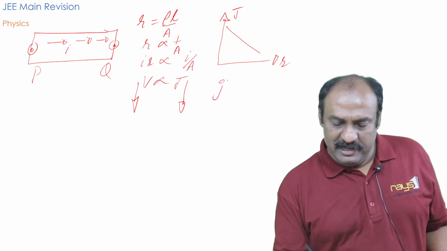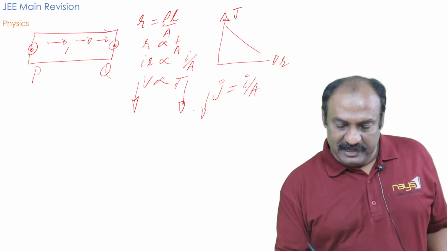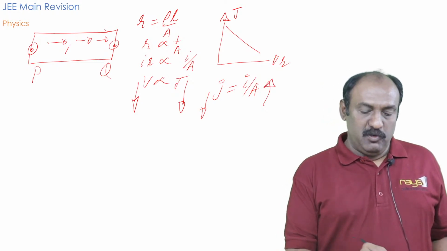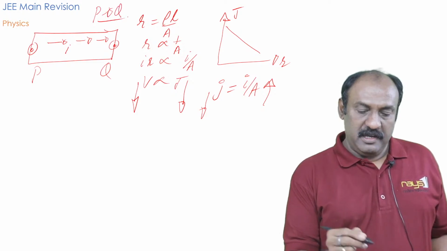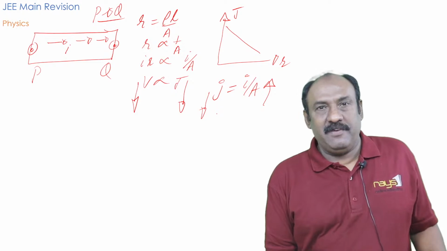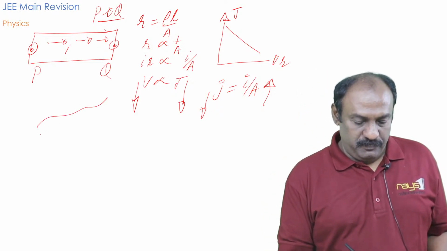So, what is current density? J equal to I by A. When current density decreases, the area of cross section increases. As we move from P to Q, the current density decreases. So here the area of cross section increases as we move from P to Q.